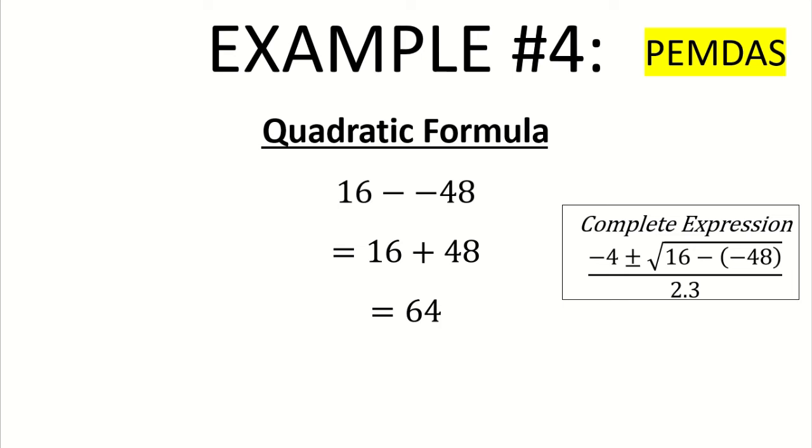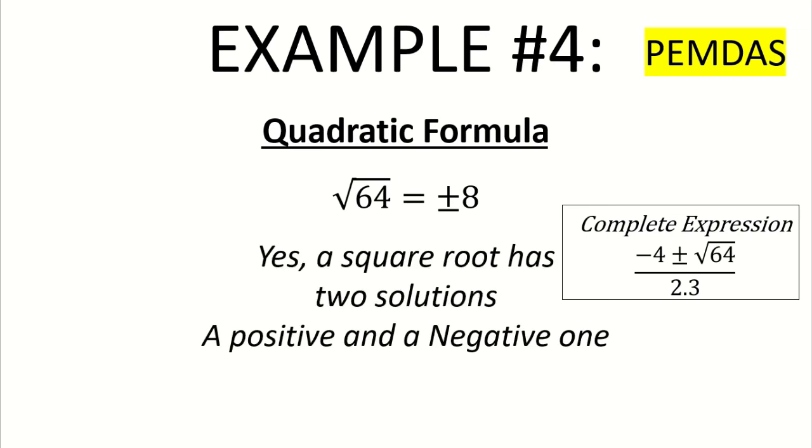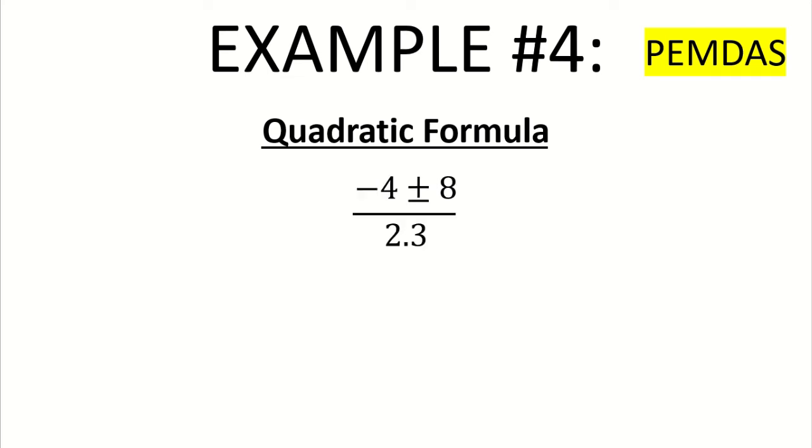Woof! We have finally solved the expression inside the exponential, and we are ready to solve the exponential now, which is the square root of 64. So the square root of 64 means 64 raised to the power 1 by 2, which is equal to plus minus 8. Yeah, the square root has two solutions, a positive one and a negative one. Now the expression we need to solve is negative 4 plus minus 8, whole divided by 2 times 3.